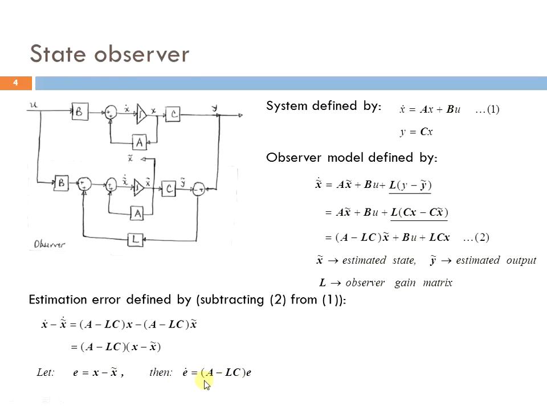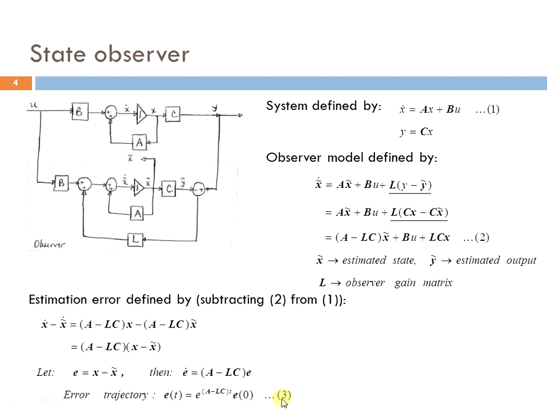So this can be considered to be another state equation, but the state variable in this case is actually the estimation error. This is a differential equation. The solution of this leads to the error trajectory as given by equation 3.